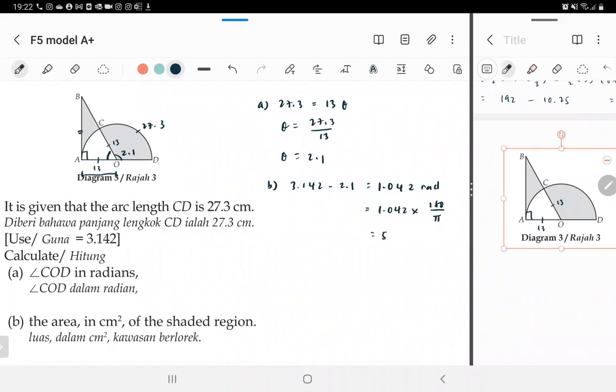I got the angle here, 59.6945. So tangent 59.49464569 equals AB over 13. So I got the length here, 22.2419.